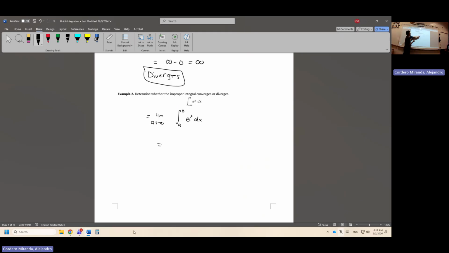All right, so like I said, antiderivative of e to the x would be e to the x. Plug in the 0, plug in the a, I meant. And then I already messed up because I forgot the limit bit. I messed up again, that's negative infinity. Okay, and then here's me plugging in 0. Hang on, I messed up again because I forgot the limit.